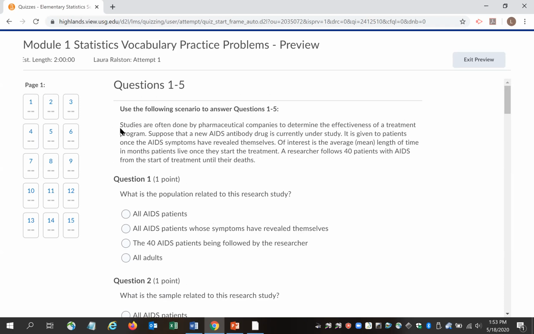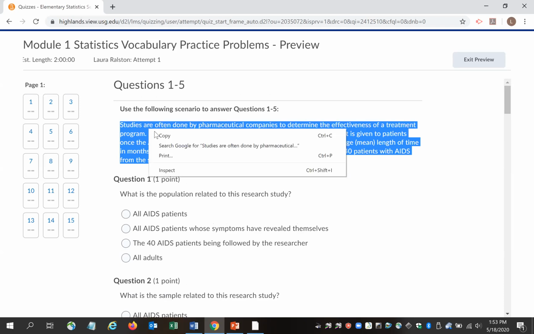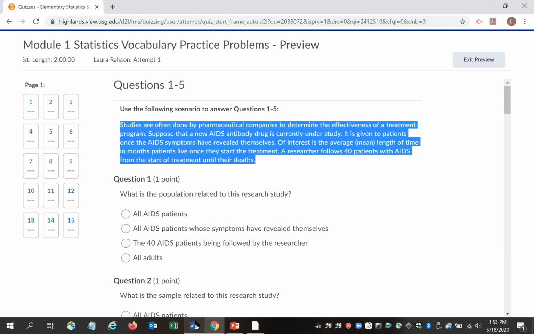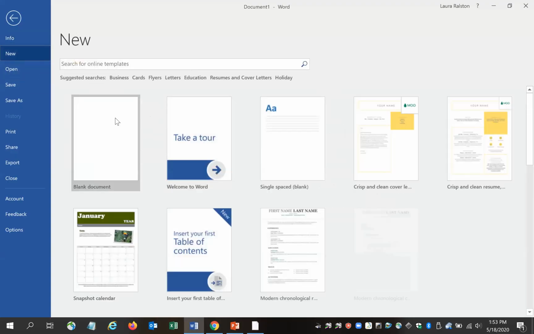Okay, so the first scenario, for example, I'm going to take this over to a Word document just to show you what I mean. Okay, so I'm going to copy this question and get me a new Word document.